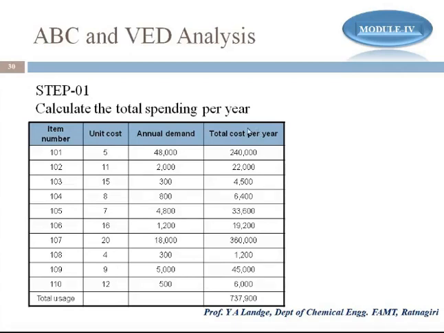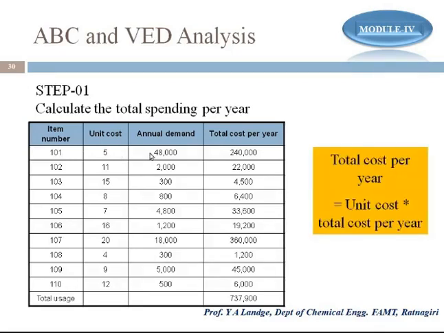Now we calculate the total cost per year. For 101, it is 5 into 48,000. You use this formula: total cost per year equals the unit cost multiplied by the total consumption per year, that is, the annual demand. The demand is 48,000, multiplied by 5, which gives 2,40,000.